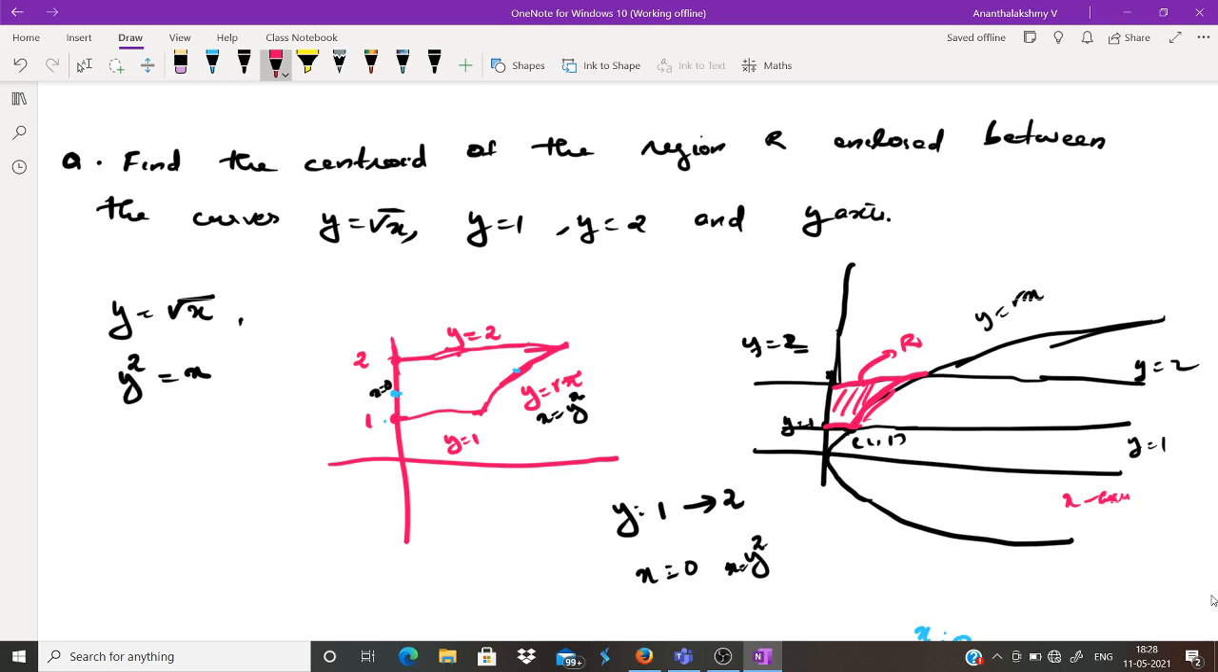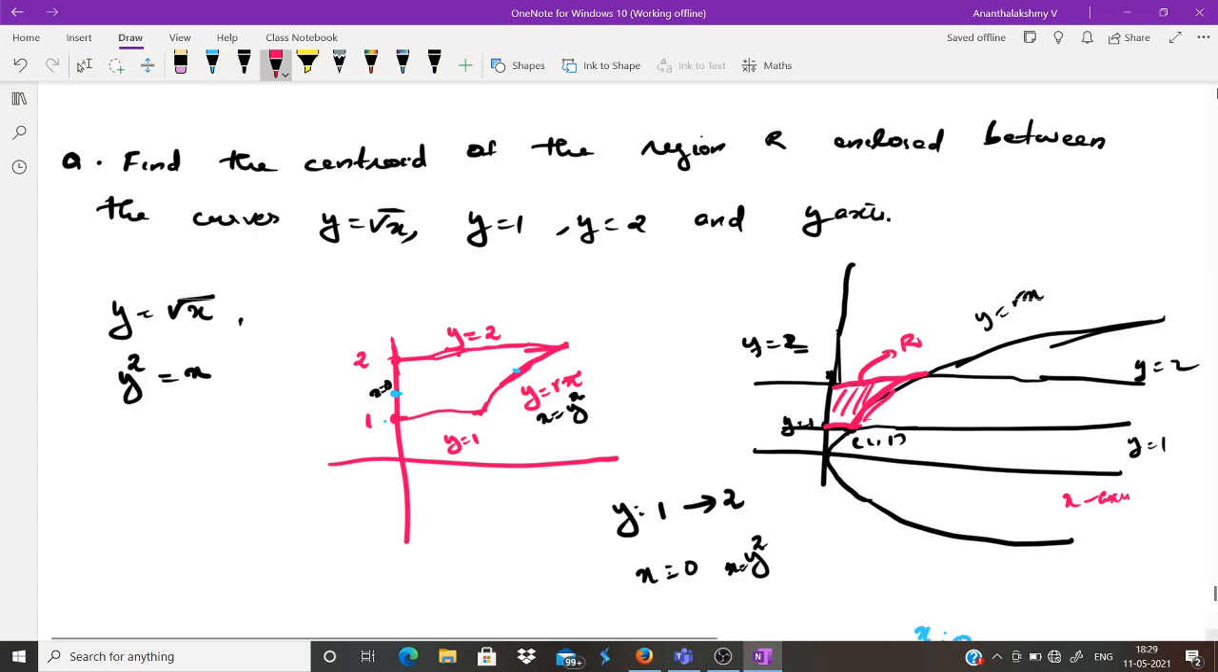Next y equal to 1, other curve is y equal to 2. So between these, the area is the shaded region which is drawn in red color. If you enlarge this portion, it will be seen like this. This is the area of that region.